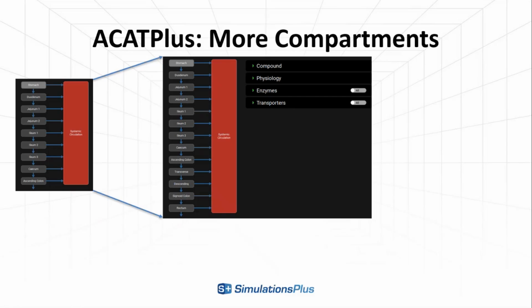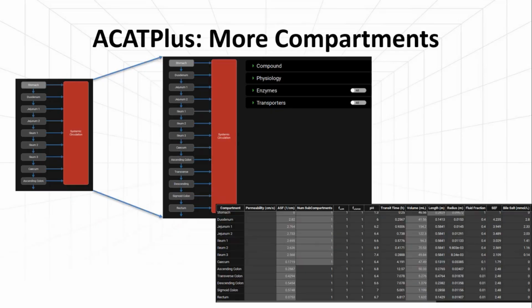Also, to better describe the transit delay in the large intestine, ACAT Plus allows user-defined subcompartments for each colon segment. So this is something that you will see on the ACAT Plus table. And here on this column, you will see the number of subcompartments, and those values for the lower part of the gastrointestinal tract can be edited.